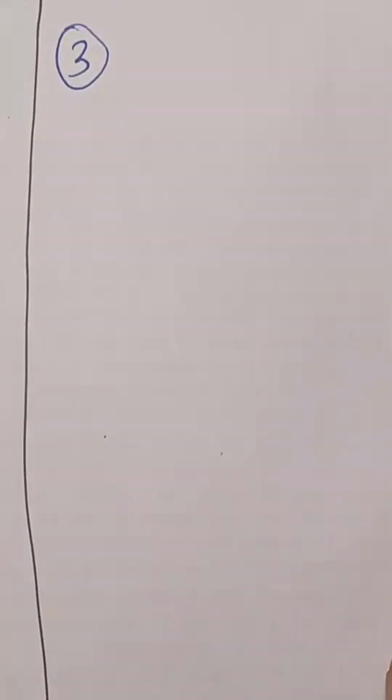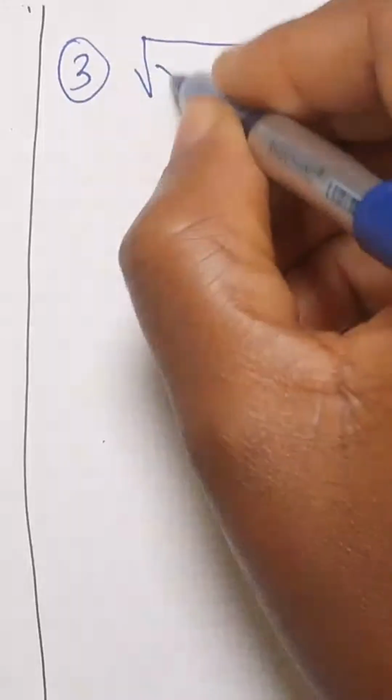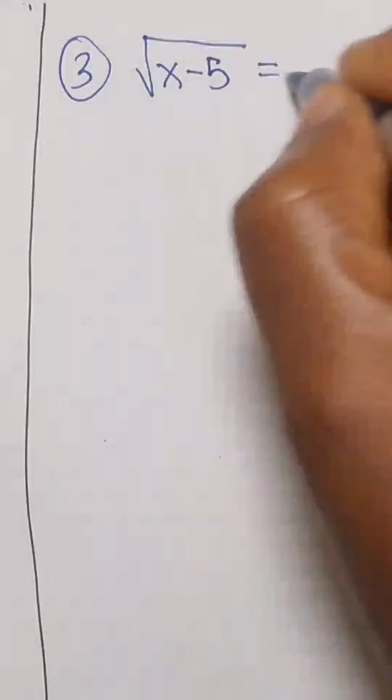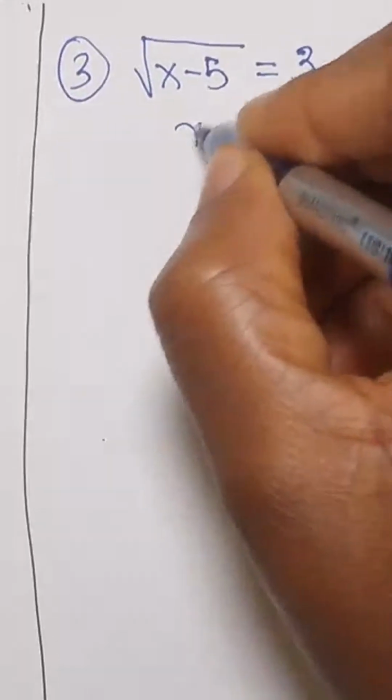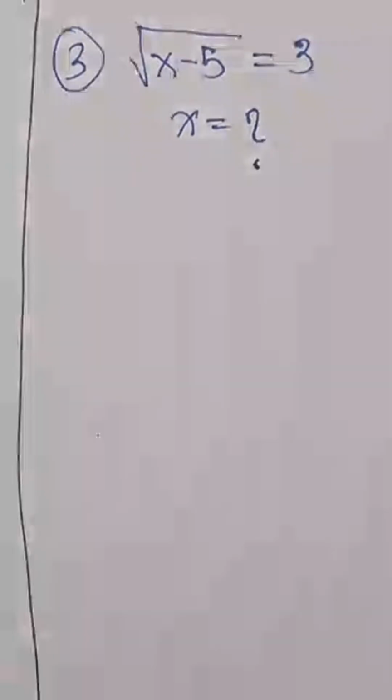So now the next question, number 3 for today. Our aim is to solve 20 questions before the live session is over. Okay. Now the next question says solve square root of x minus 5 equal to 3. x is equal to what? Solve this. Drop your answer.